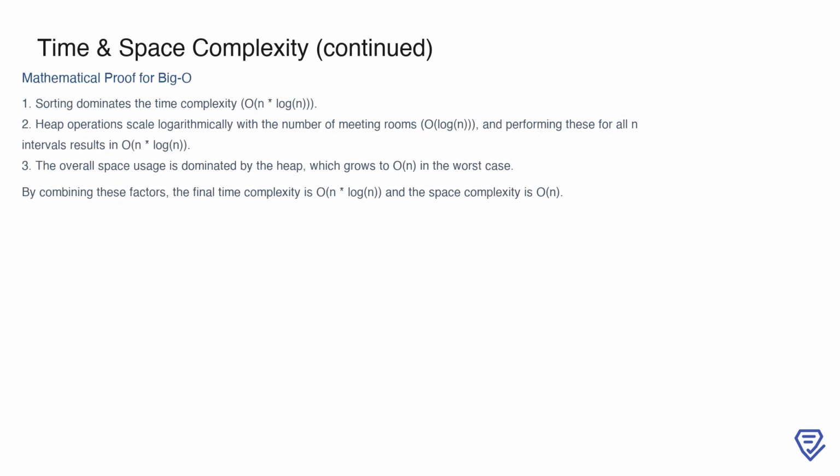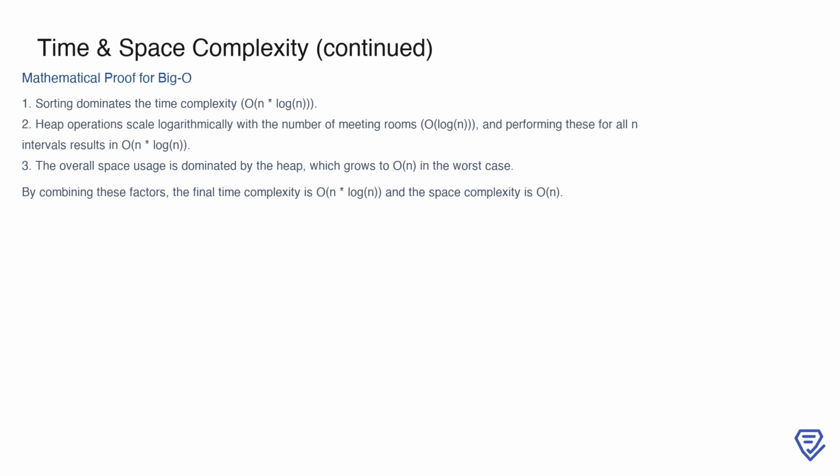Let's solidify our understanding with a mathematical proof for the big O complexity. Sorting the intervals dominates the time complexity, taking O(n log n). The heap operations scale logarithmically with the number of meeting rooms, O(log n), and since these operations are performed for all n intervals, they contribute O(n log n) in total. Combining these, the overall time complexity is O(n log n). As for the space complexity, the heap is the primary contributor, as it grows to O(n) in the worst case when all intervals overlap.